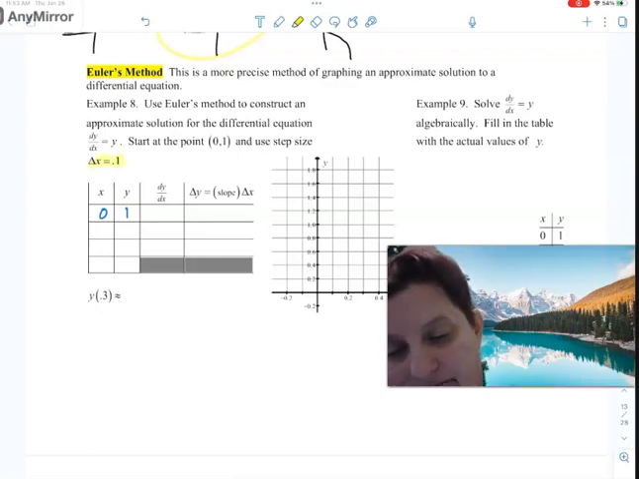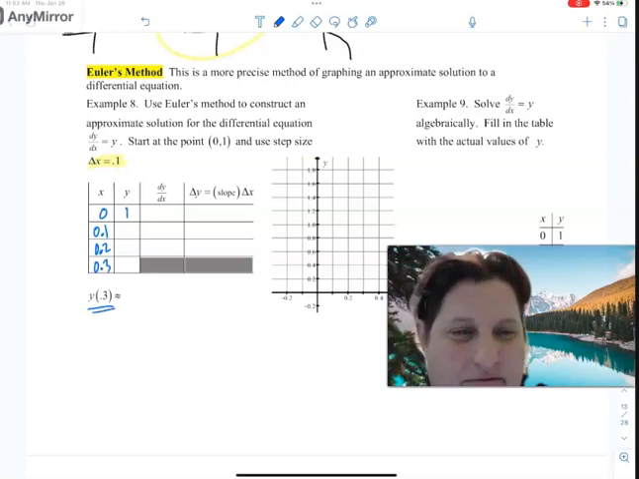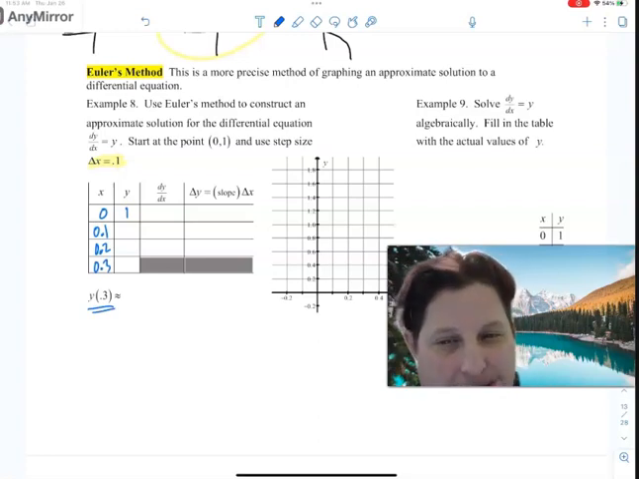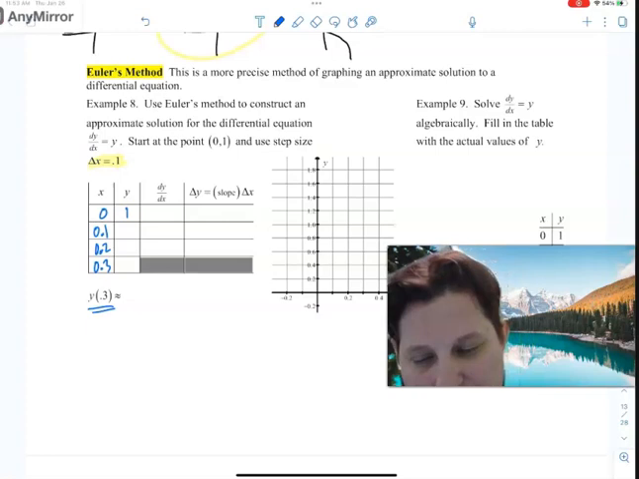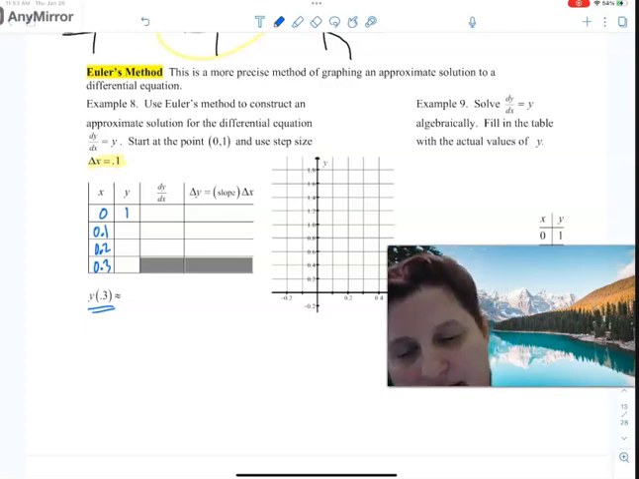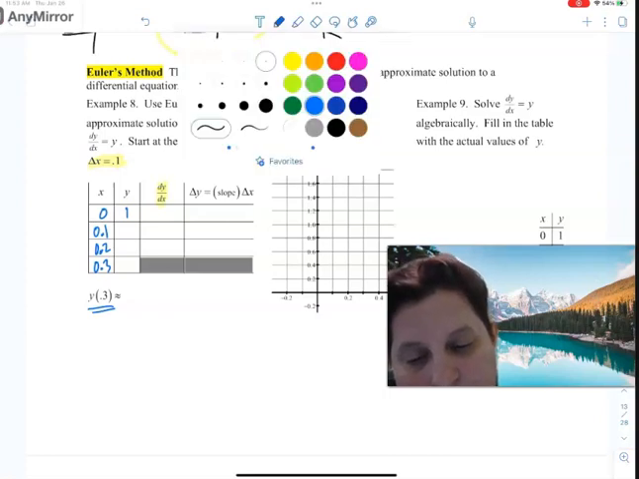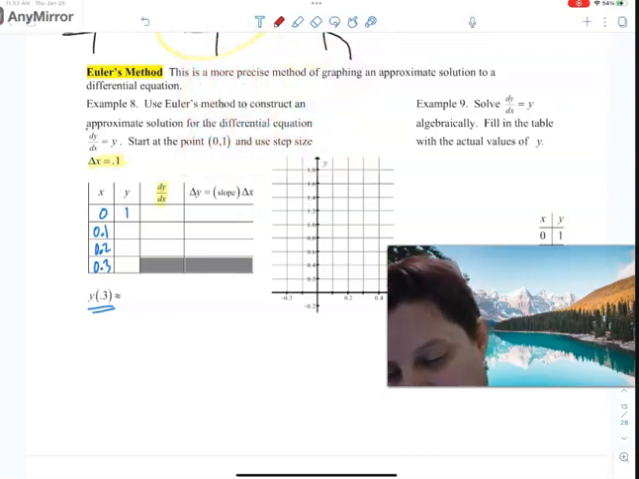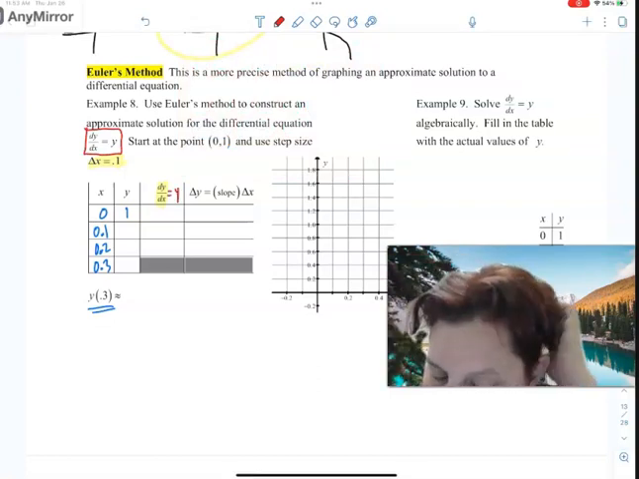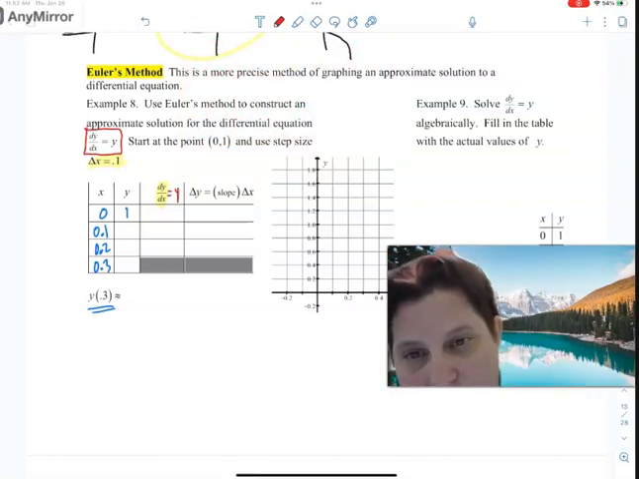Well, I can fill that in right now, because then my x is going to be 0.1, 0.2, 0.3. It wants me to find the y value at 0.3, so I need to work my way through there. Okay, so I've got my x and y coordinate. Then right here we ask, what is dy dx? We're finding the slope based on this equation. A lot of people like to just put this in here. So what's the slope at that point? Well, the slope is y, so the slope at that point is 1.